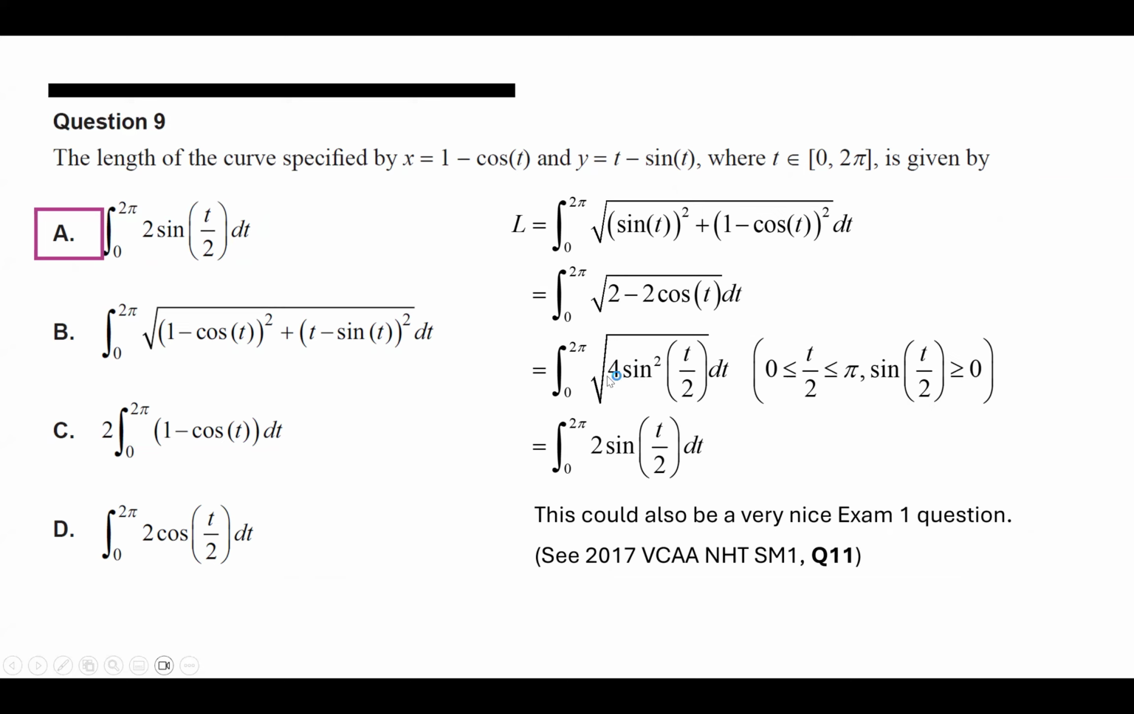So I strongly recommend you go through this question using by-hand algebra, because you may see other similar types of questions on exam 1. Okay, just a bit of background. This is actually a pair of parametric equations indicating a cycloid. So we are finding the length of the cycloid over one period from 0 to 2 pi.